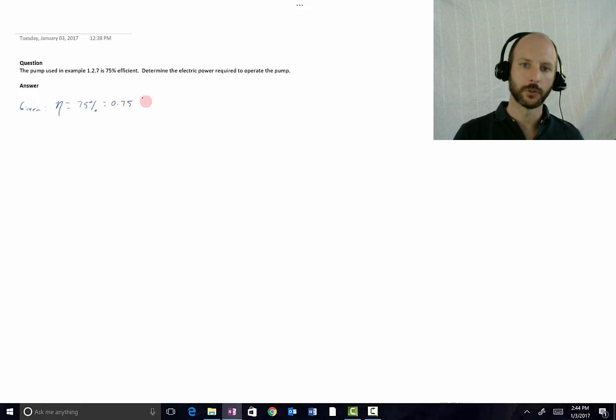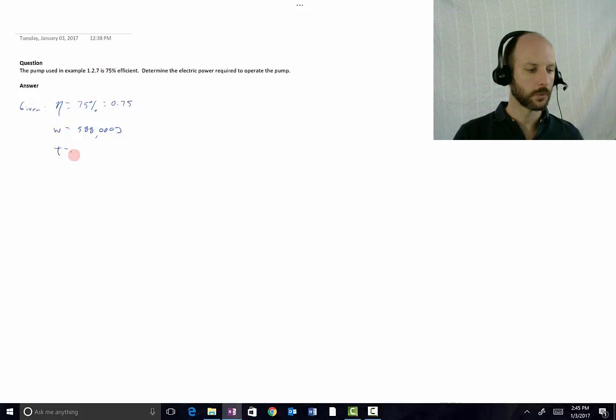We got to go back to the previous example 1.2.7 and we got to know that the amount of work done was 588 kilojoules. So we also are going to need to know the amount of time that work was done in, and if you recall, that was 5 minutes. So that summarizes our givens.